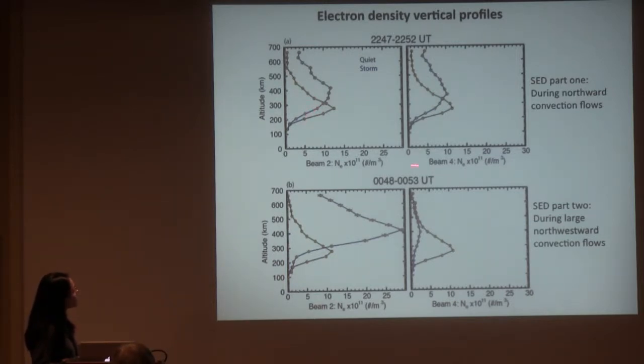In the later stage, the SED part two, the beam two at the lowest latitude observed a huge NmF2 increase, the peak density almost tripled what is observed during the quiet time, while the one at higher latitude is in the mid-latitude trough, so no surprise that the density is much lower.